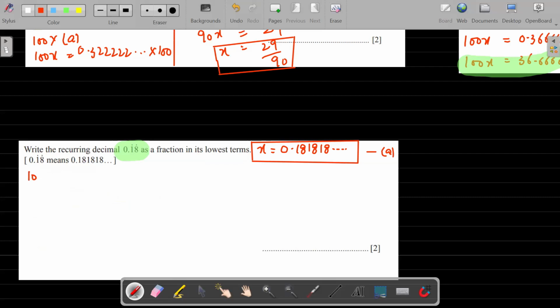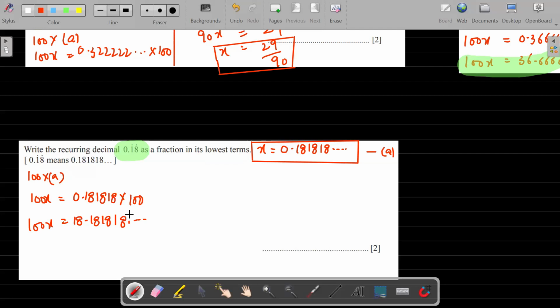Let's multiply our equation A by 100. It will be 100x equals 18.181818 and so on. As you can see, this type of question comes in P1, and P1 is the paper in which we have to use no calculator. We are not allowed to use a calculator. That's why I will try to do the calculation in a way that I can solve this without the use of a calculator.